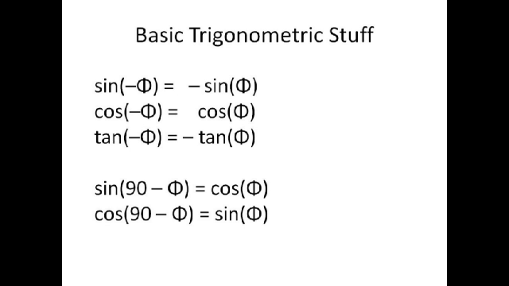Some more things that are quite interesting to know are that sine of 90 minus theta is the same as cos theta, whilst cos of 90 minus theta is sine theta, and this is simply because the graph has been shifted left or right, whichever one you want, by 90 degrees.